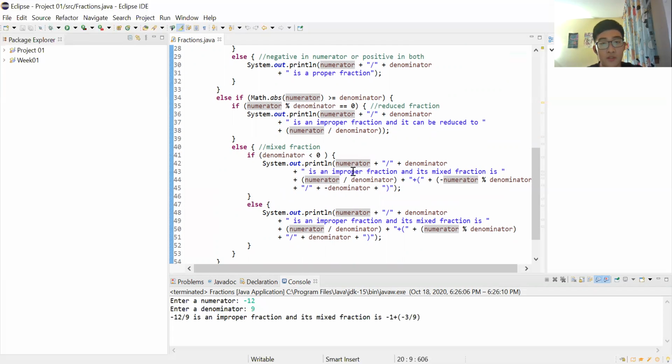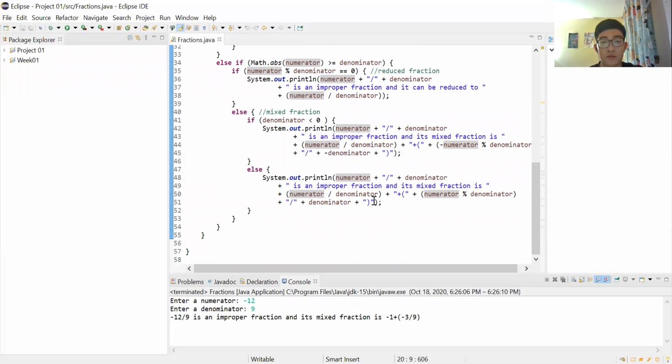So if it's negative, the denominator or both of them, then it flips it again like we did up there, and then it'll have it. And I also put parentheses around the fraction just to make it clearer and cleaner. And then here it's like the regular again.